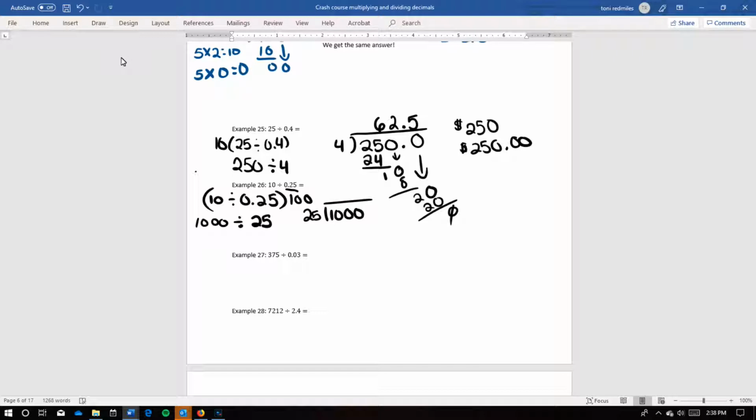Okay, so 25 can go into 100 4 times. 4 times 25 is 100. Drop down my 0. I still have to put a 0 here. I know 25 doesn't go into 0.